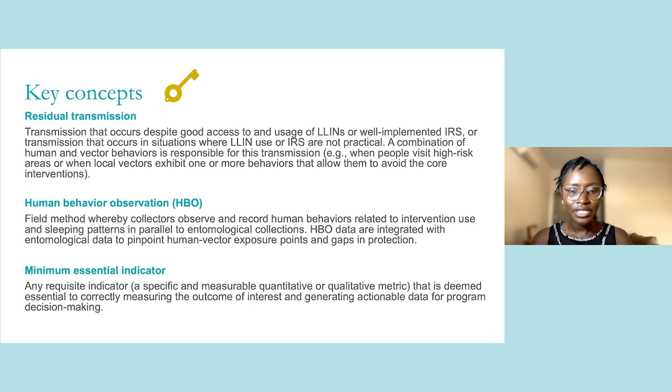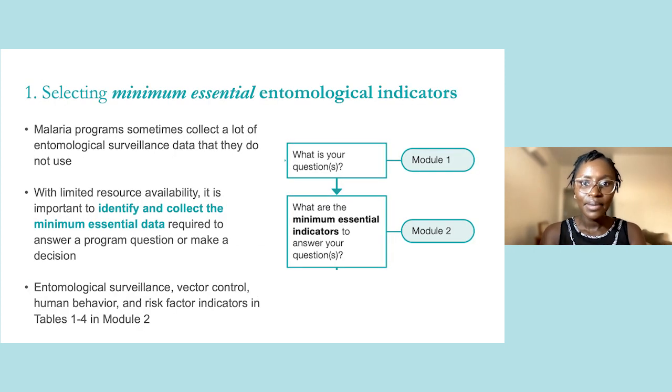And lastly, a minimum essential indicator, which refers to any requisite indicator that is deemed essential to correctly measure the outcome of interest and generate actionable data for program decision making. As mentioned, malaria programs often collect a lot of entomological surveillance data that they do not use. And with limited availability of resources, it is so important to identify and collect the minimum essential data that you need to answer a program question or make a program decision.